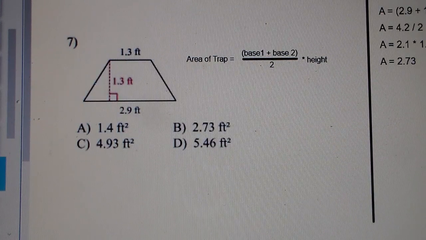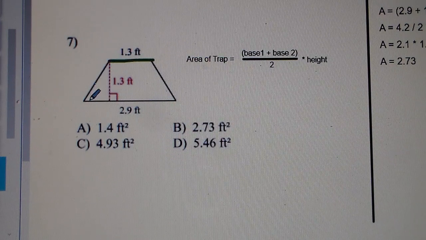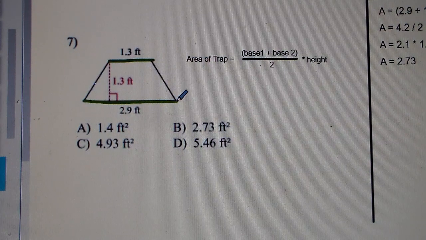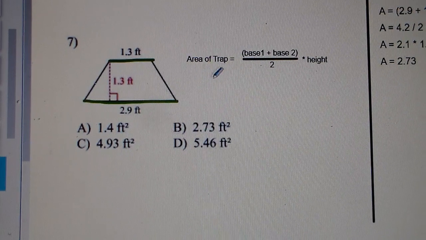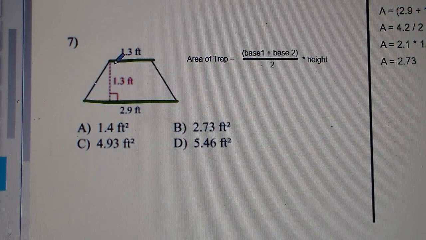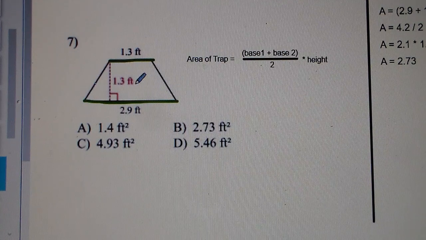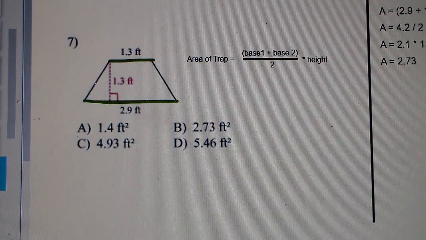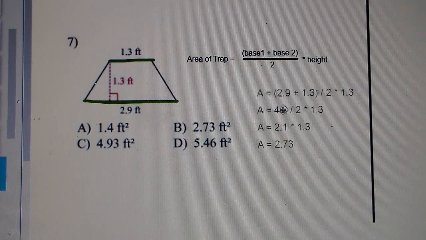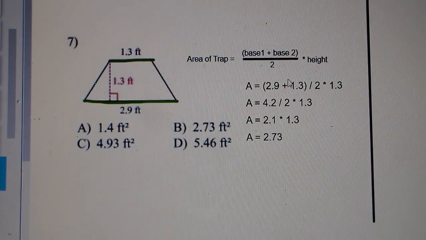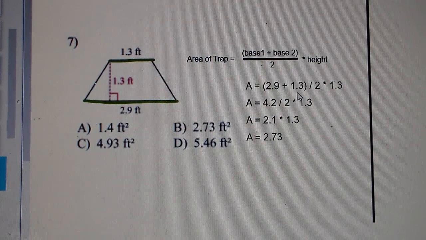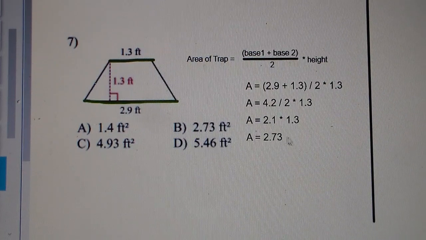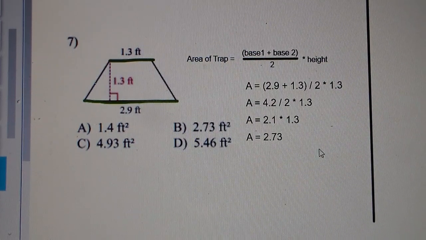Just to walk it through one more time. The bases, remember, the bases are the distance of these parallel lines. So 1.3 feet and 2.9 feet. Those are the bases. And the height is the space between the two parallel lines, which is 1.3 feet. We substitute those values in. So base 1 is 2.9 plus base 2 of 1.3, divided by 2, and then multiply by the height, which is 1.3. Multiply it all out, we get an area of 2.73 feet.